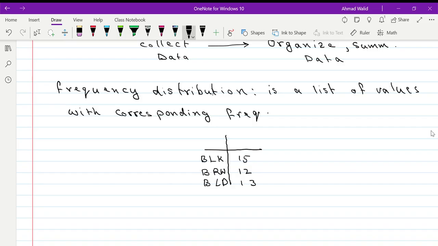Basically, this table here, we name this part classes. These are your values, correct? The values are black, brown, and blonde, which after this we name it classes. On this side, actually, it's your frequency. Frequency means in each class, how many of them we have. We count those, correct? How many of them? That shows the frequency.